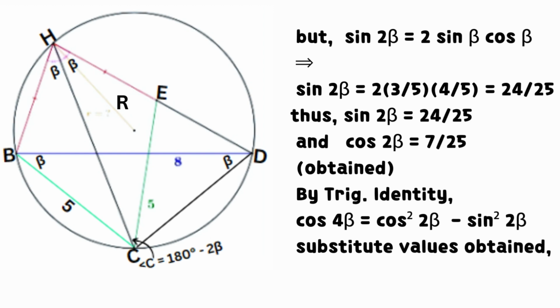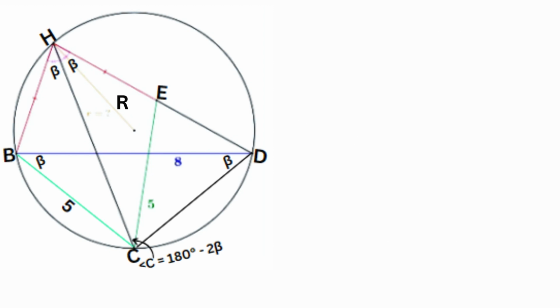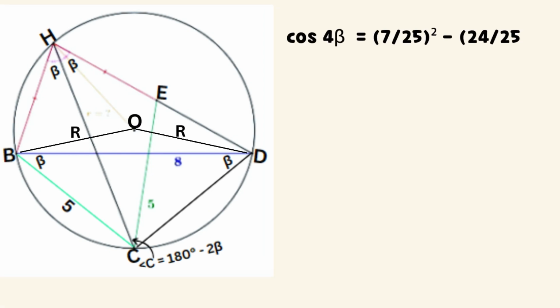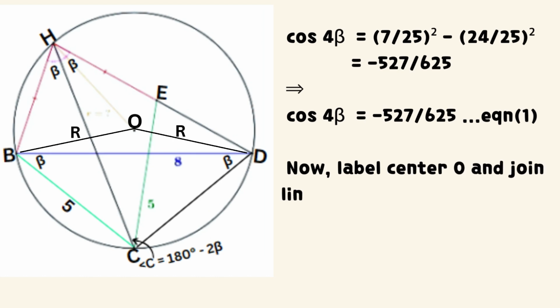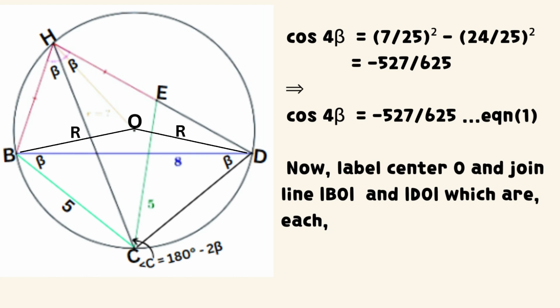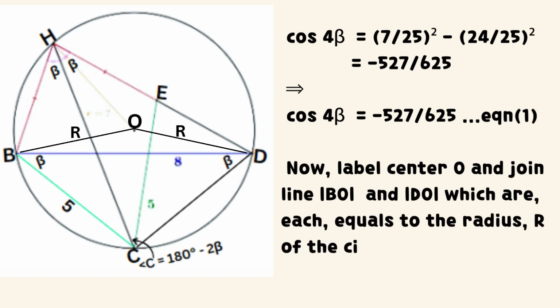By trigonometric identity, cosine 4 times beta equals cosine squared 2 times beta minus sine squared 2 times beta. Substitute values obtained. We have that cosine 4 times beta equals negative 527 divided by 625, which we call equation 1. Now, label center O and join line BO and line DO, which are each equal to the radius, r, of the circle.